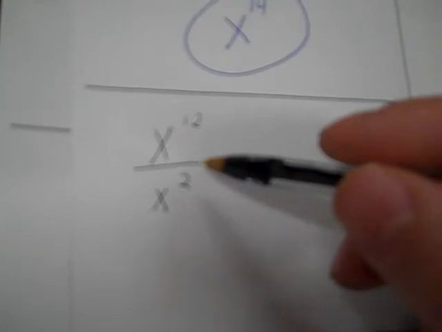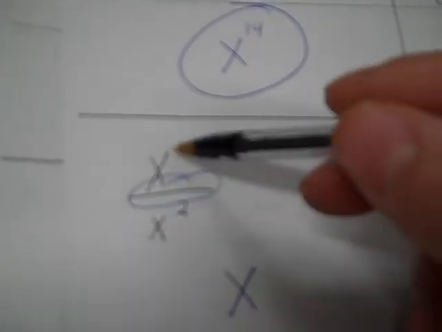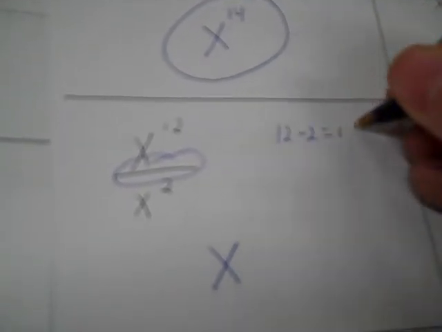X to the 12th, base x to the 12th power divided by base x to the 2nd power. So I have base x in both powers. And then again, this means divide. So of course, when I'm dividing, we subtract the exponents. Because remember, that dividing line means I would cross out xx, cross out xx. I'd have 10 left. 12 minus 2 is 10. So x to the 10th.